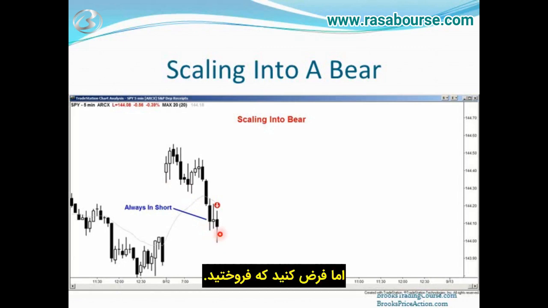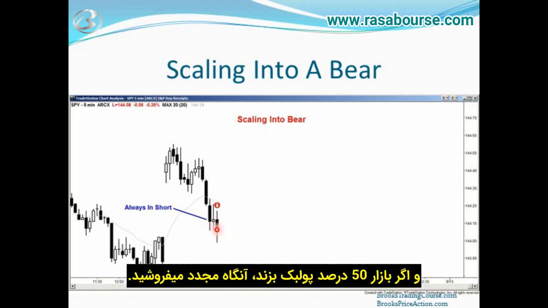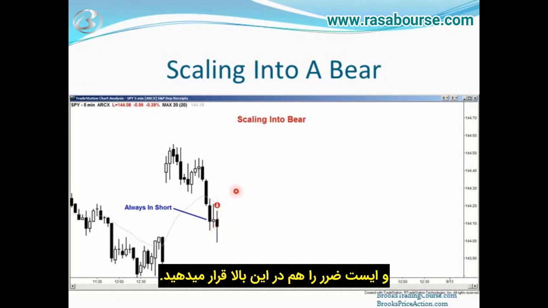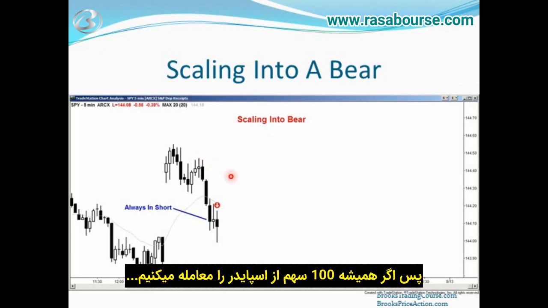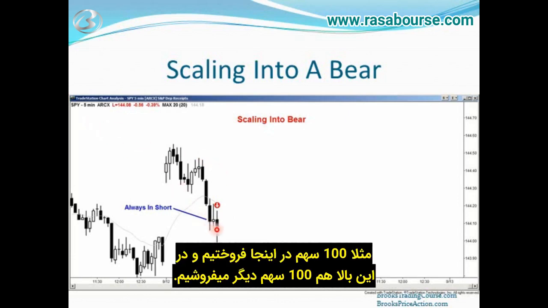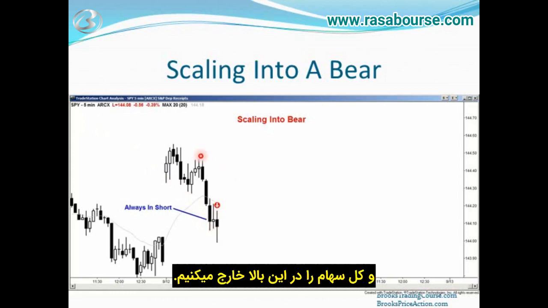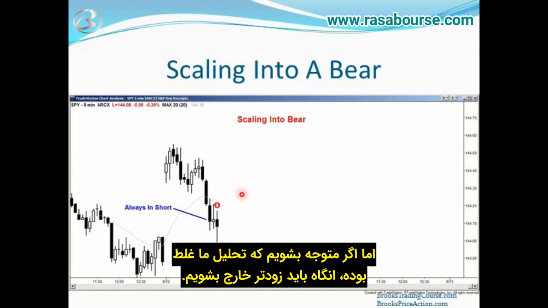But let's say, for argument's sake, you took the short and you're willing to sell higher, maybe on a 50% pullback with a stop up here. So if you normally trade 100 shares of the Spider, maybe you shorted 100 here, planning on putting another 100 here and exiting everything up here. But you'll also exit if your premise is no longer valid.